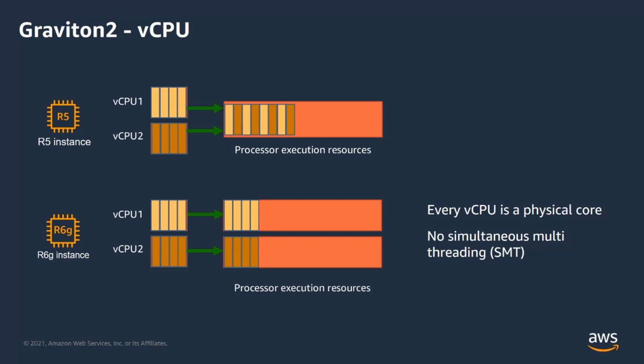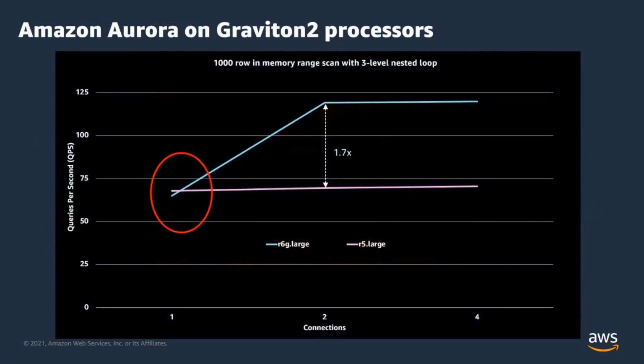Why do you care about this? Let's look at the performance that we did internally. So here, to illustrate a heavy CPU application, we have built a 1,000-row range scan with a 3-level nested loop to a couple of other tables that also have about 1,000 rows. The vertical axis is the queries per second, so the higher number of queries is better. In the blue, we have the R6G, and in the purple is R5. These are large instances, so basically two vCPUs, and the connections on the bottom are sessions.